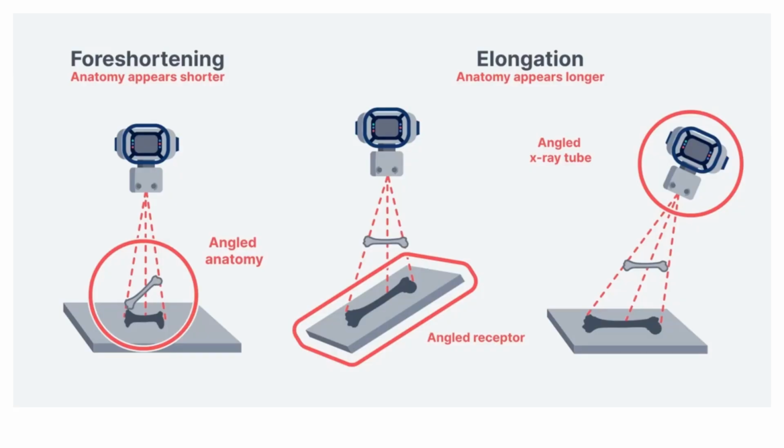This is kind of just a breakdown of those concepts in action. Here you see the IR is angled. We're having some elongation. The X-ray tube is angled. We're having some more elongation. And here the anatomy is angled, but these are not, and we're actually experiencing some foreshortening. The anatomy is appearing shorter there.